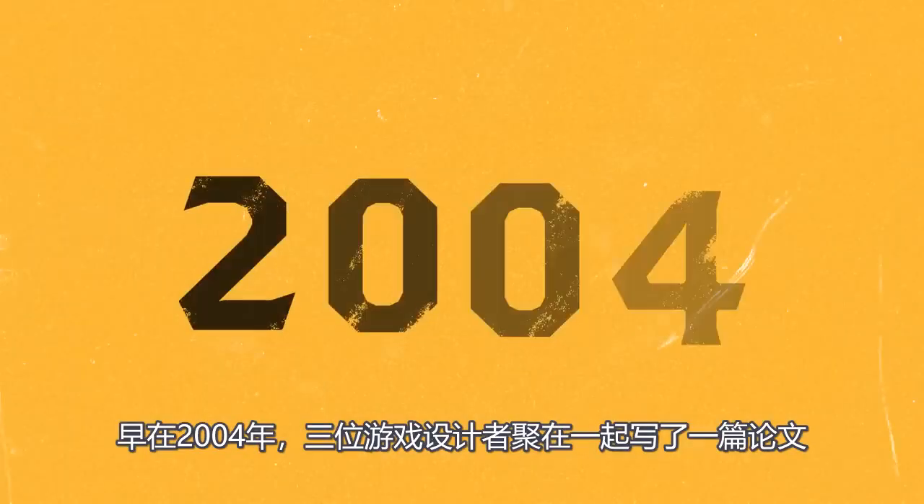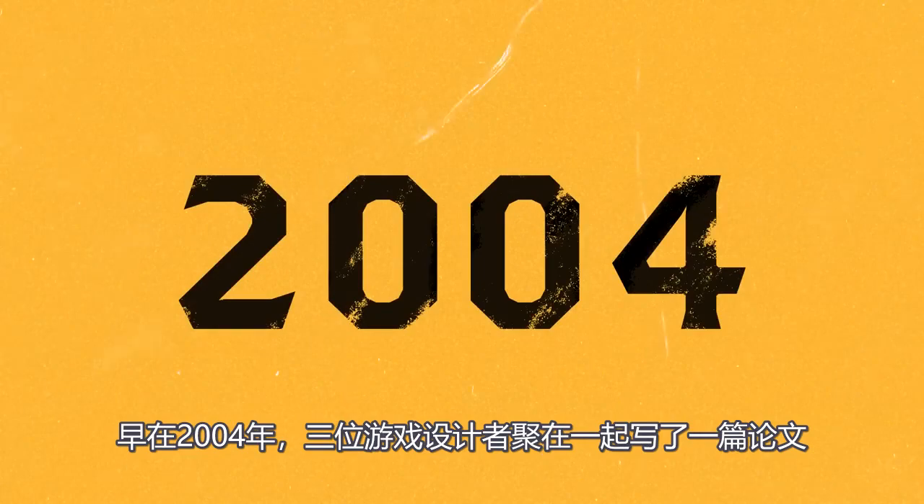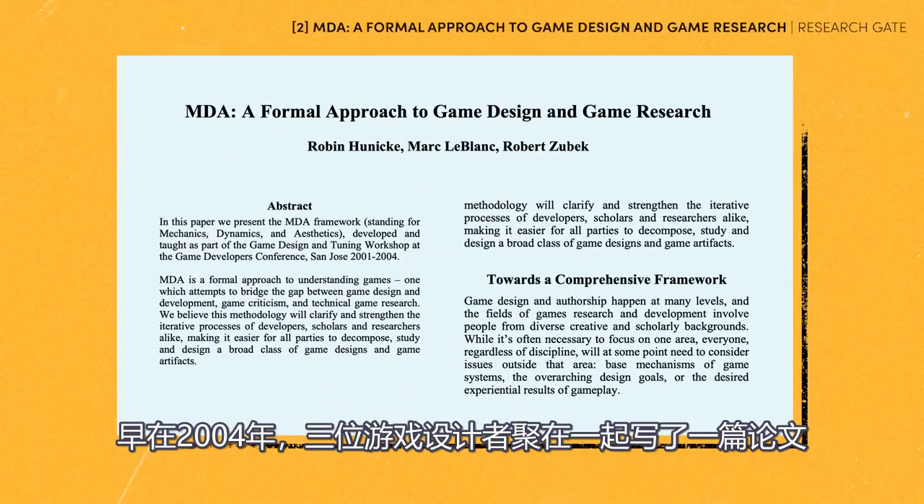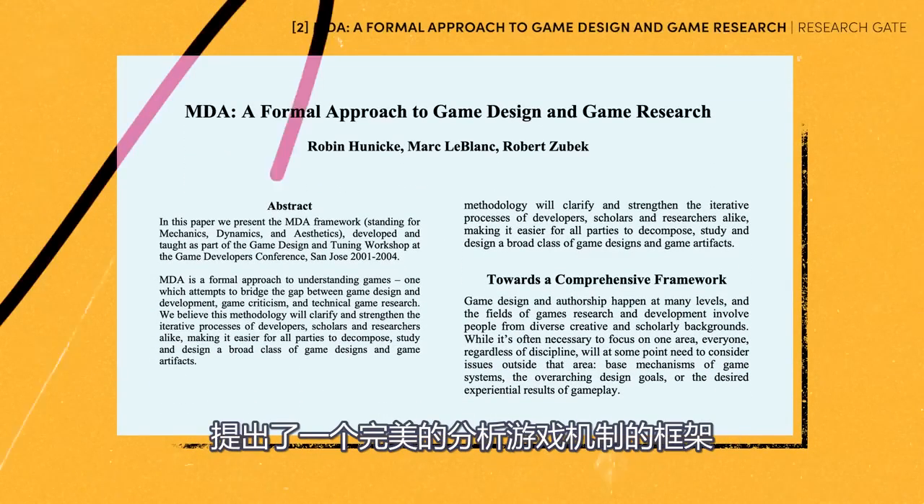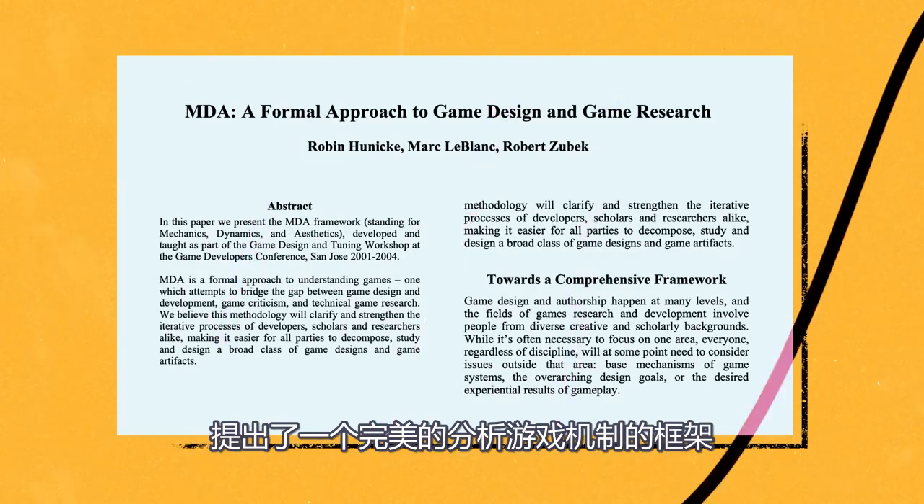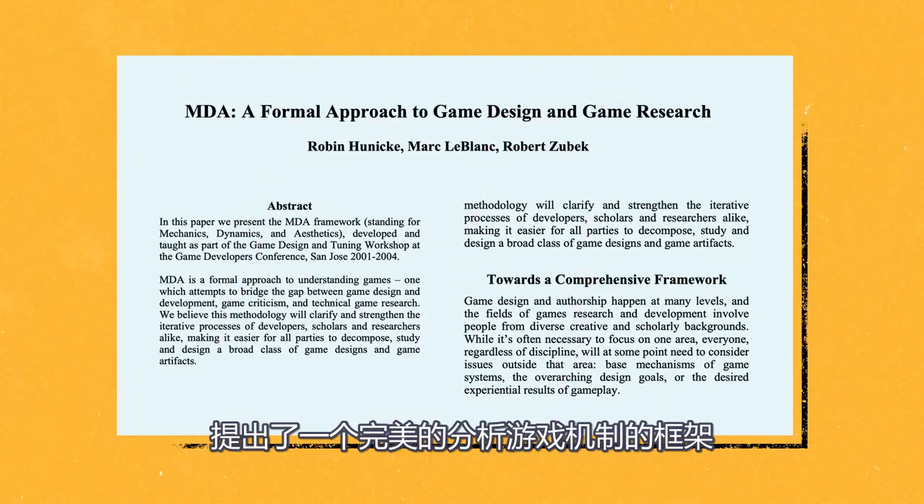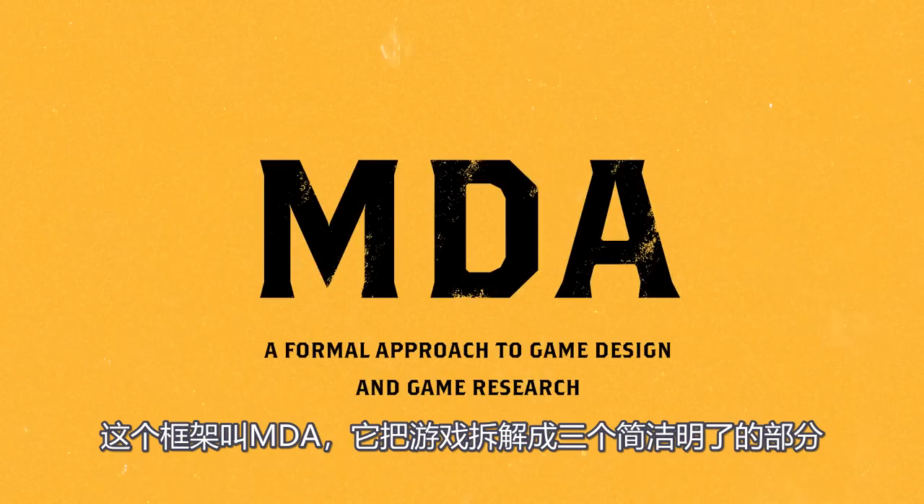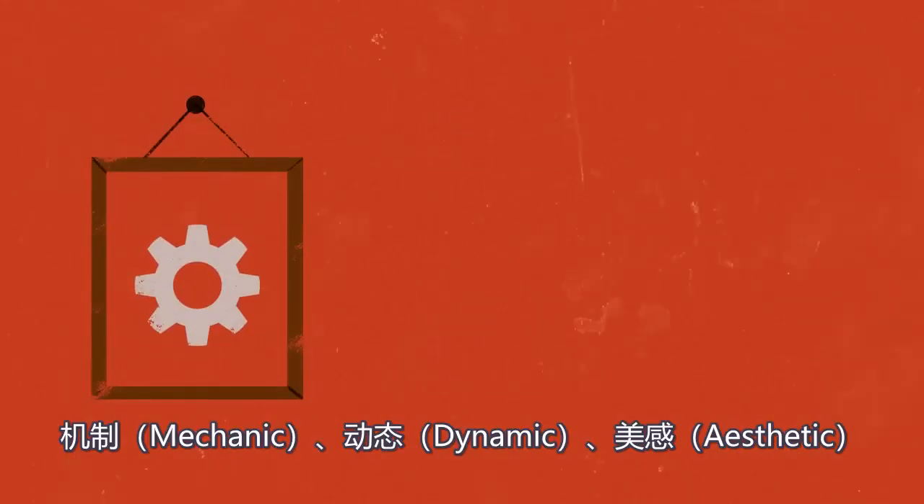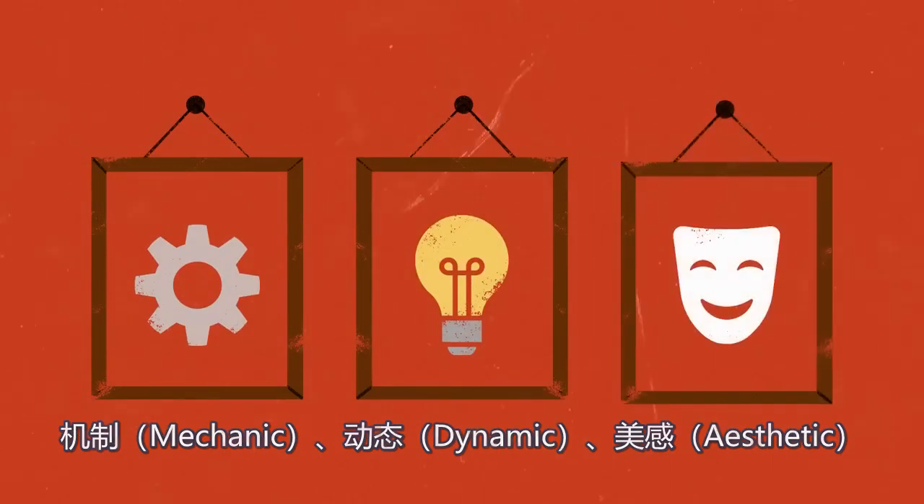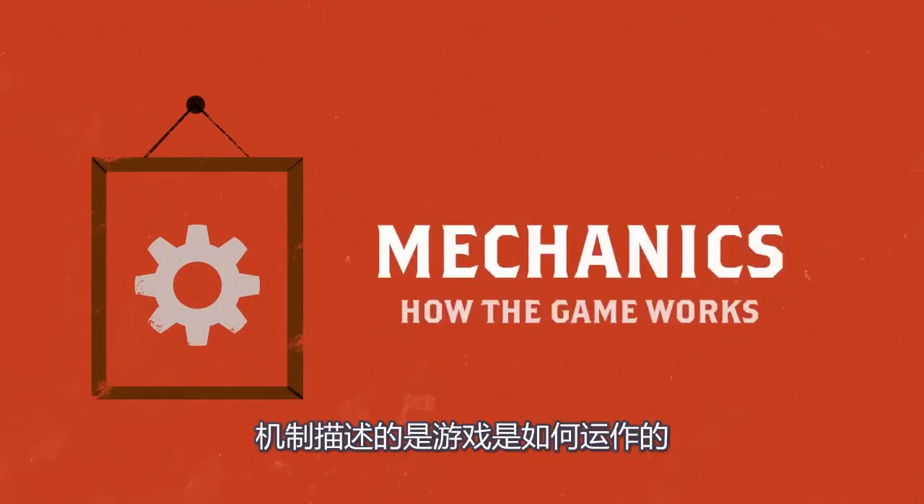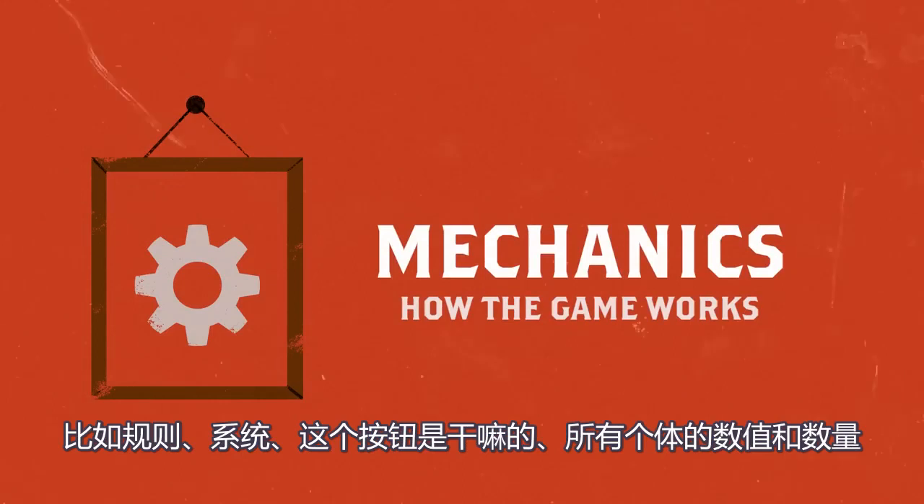Alright, so way back in 2004, 3 game designers got together and wrote an academic paper featuring a framework that would prove to be perfect for analysing mechanics in games. It's called MDA, and it breaks games down into 3 neat sections: mechanics, dynamics, and aesthetics. Mechanics describes the actual workings of the game, like the rules, the systems, what the buttons do, and all of the individual stats and numbers.